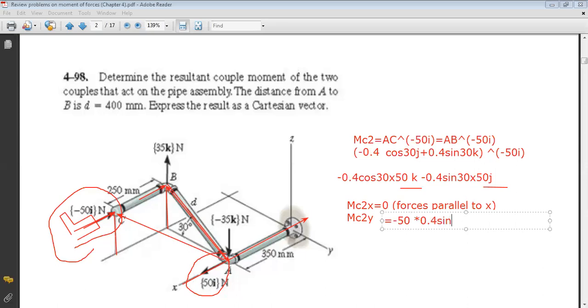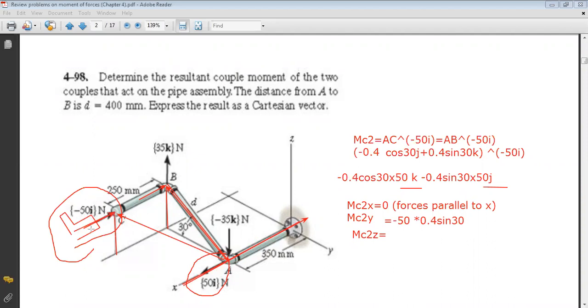And you can verify that I got the same result because here along J, what do I have? Minus 0.4 sine 30 times 50. Exactly same result. Now, along Z, the moment of couple along Z is equal to, I can also say that for the first force plus 50I, it's passing by Z axis, so no moment. So I will have only the moment of this force about Z, okay?